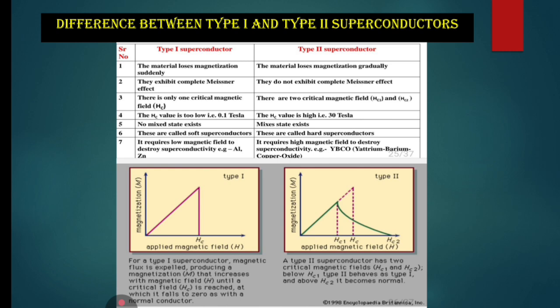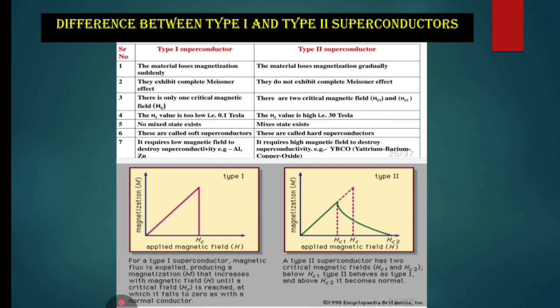There is no mixed state, and in type 2 superconductors there exist two magnetic fields, that is Hc1 and Hc2, so that is why it is called the mixed state. These are called soft superconductors because the value is very low, that is 0.1 Tesla, and it requires a low magnetic field to destroy superconductivity. Example: aluminum and zinc.